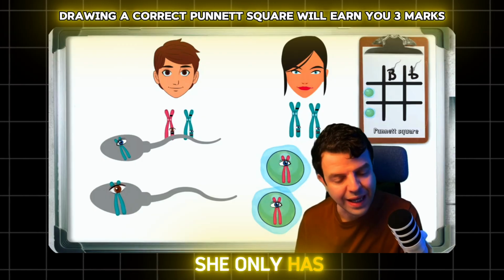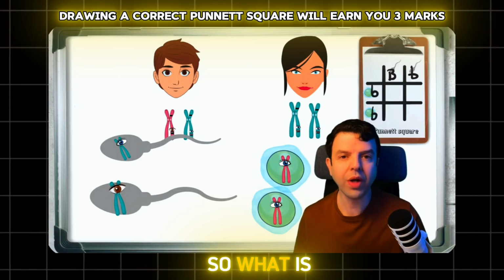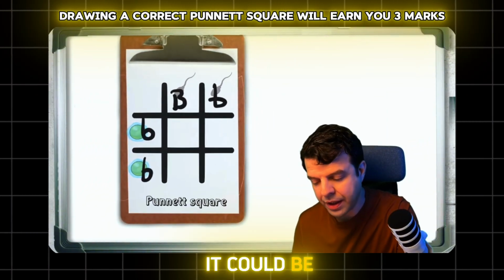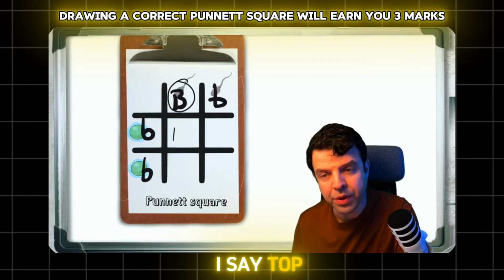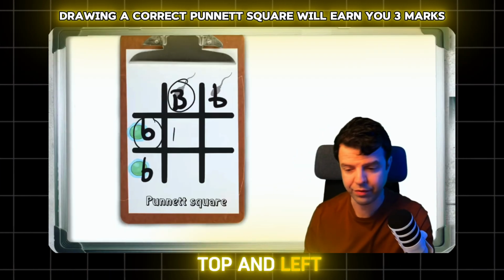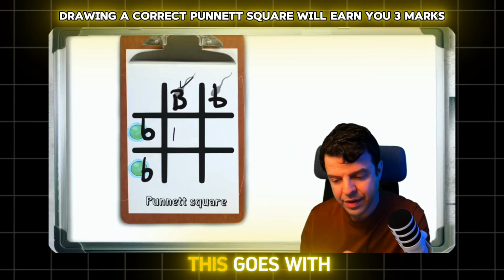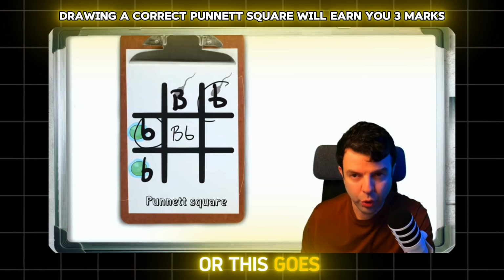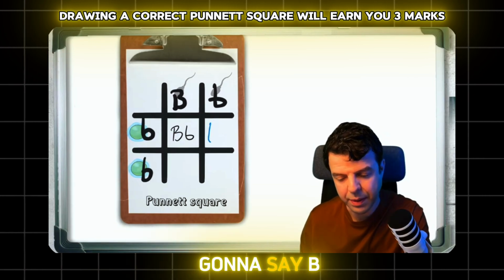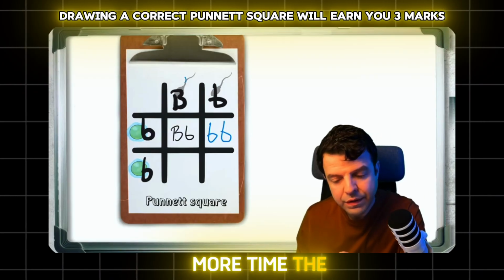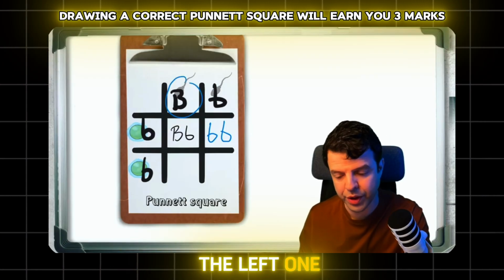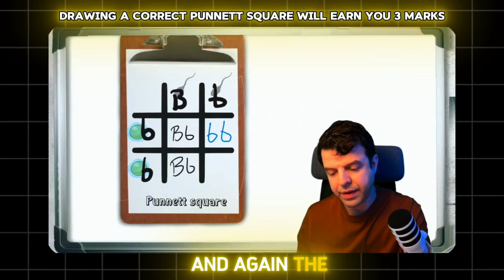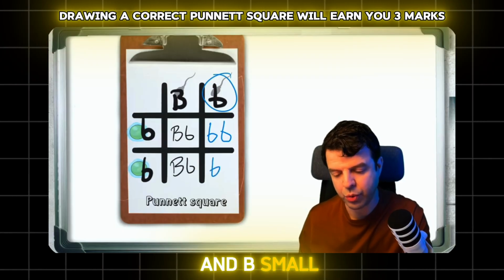What about her? She only has blue eyes, right? So what is the outcome then? So let's cross them out. It could be B capital, so I say top times left, top and left. So I'm trying to see all possibilities. This goes with this. That's one possibility, right? Or this goes with this. So what's the outcome this time? I'm going to say B small, B small. One more time. The top goes with the left one. So for this square, I say B capital, B small. And again, the top and left, B small, B small.